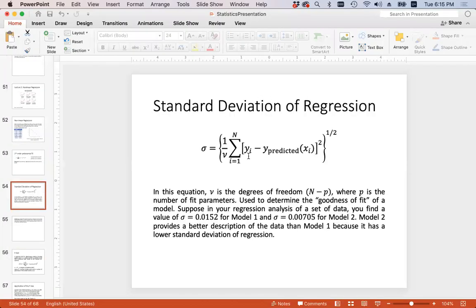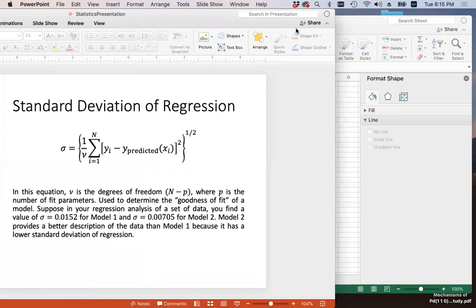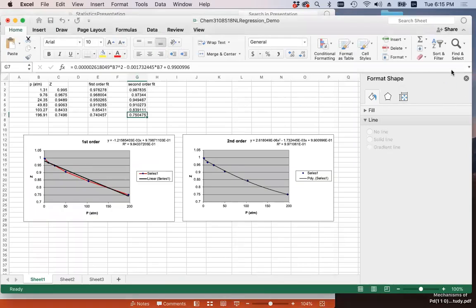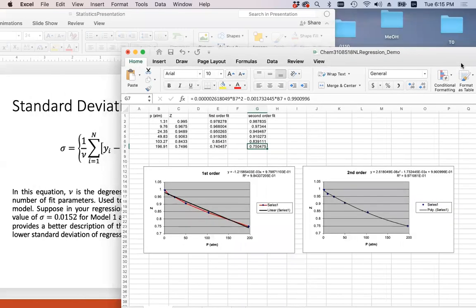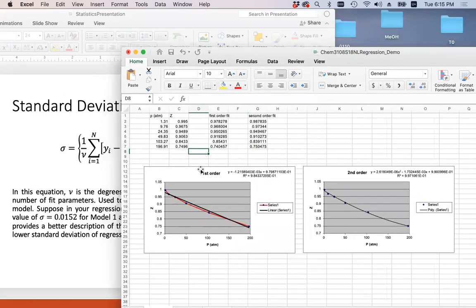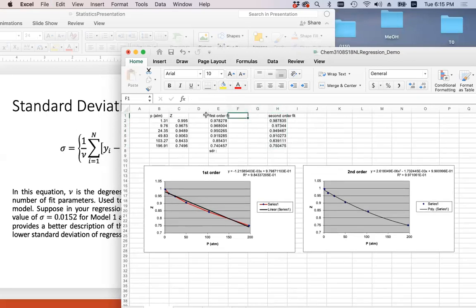Let me exit the presentation mode. I'm going to go to the slide so that we can see the equation for calculating the standard deviation of regression. And then I'm going to go to my spreadsheet here, and we're going to calculate, I'll call it SDR, standard deviation of the regression. We're going to calculate that for the first order fit and for the second order fit. I'll put it maybe one column over. Actually, I'm going to copy the second order fit one column further over.